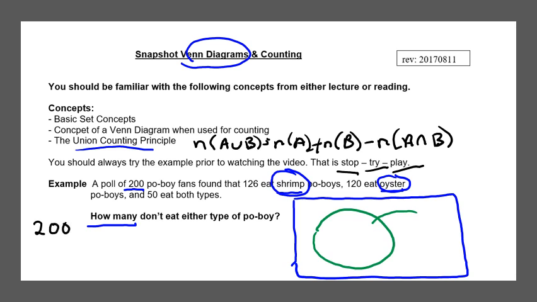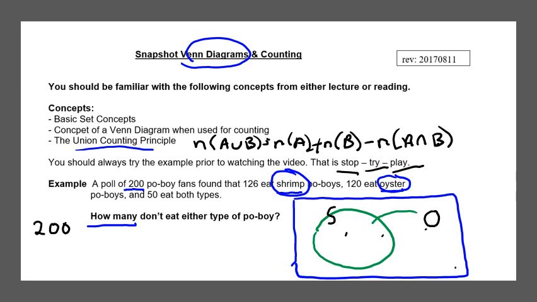The idea of a Venn diagram is to break up the universe into distinct regions. In other words, we have one region here that the shrimp people are broken up into. The entire circle is shrimp, but here are two distinct regions, one here and one there. Likewise for the oysters, they're broken up into two distinct regions, and then we have this outer region, which is a distinct region, meaning there's no overlapping.